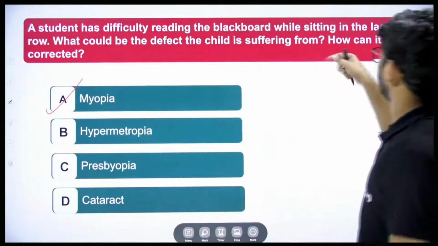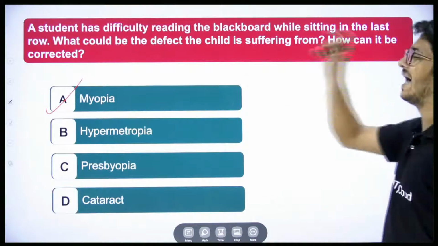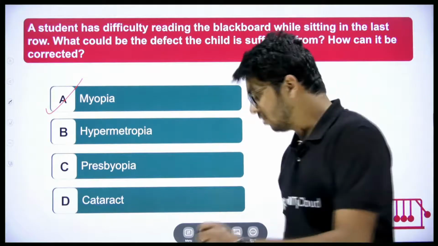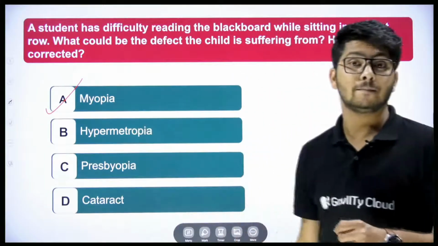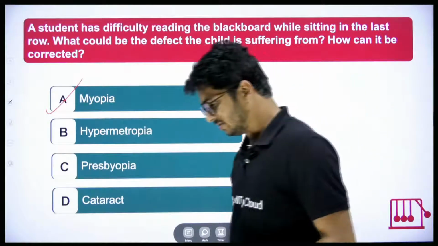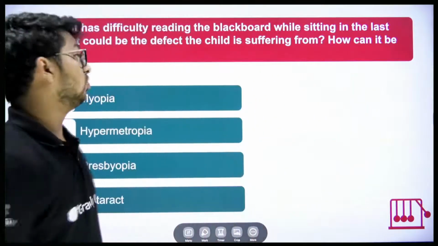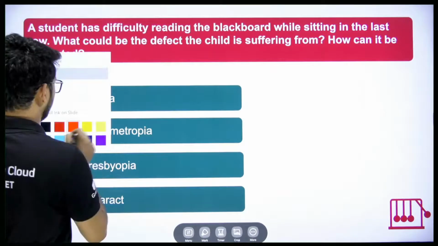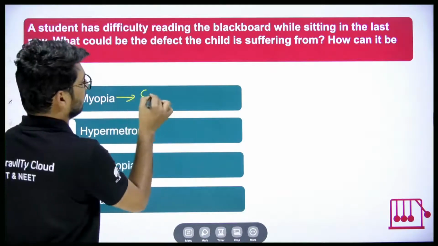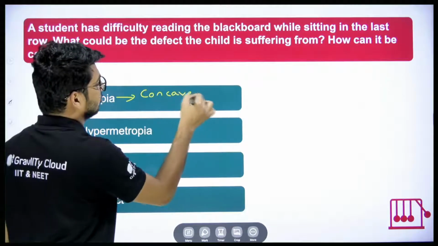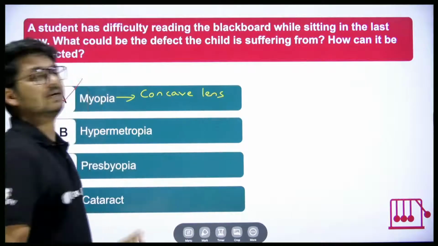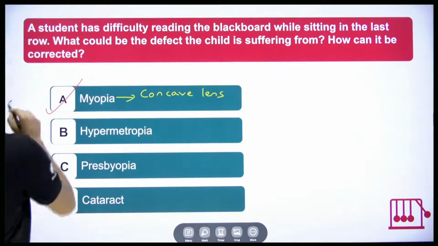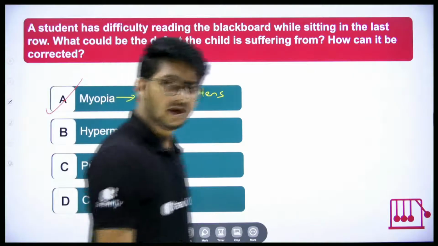And the next part of the question is, how can it be corrected? How do you correct myopia? Which lens do we use? We use a concave lens. So using a concave lens, it can be rectified. It can be corrected. Got it?